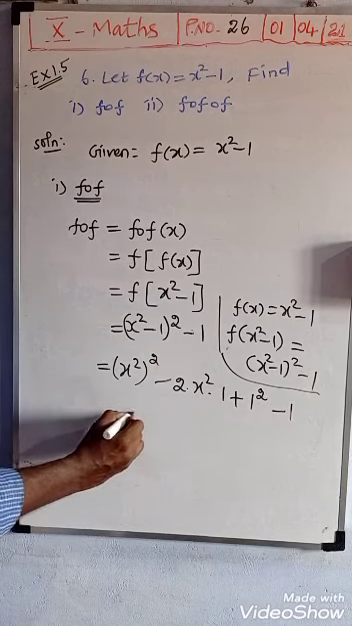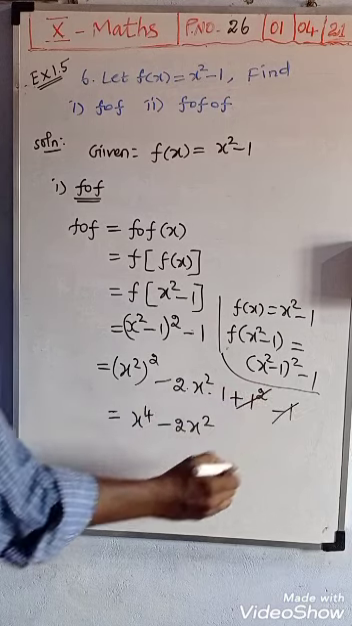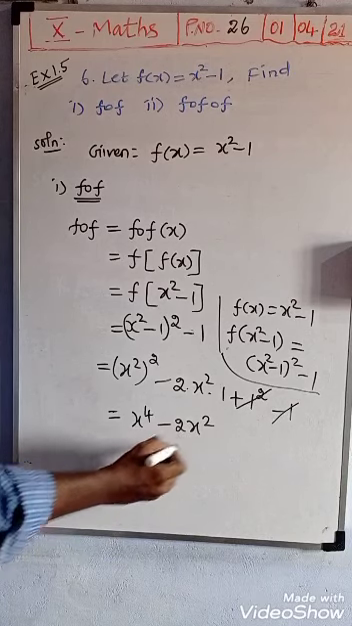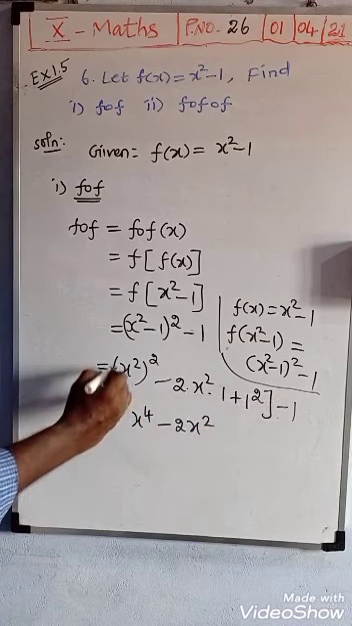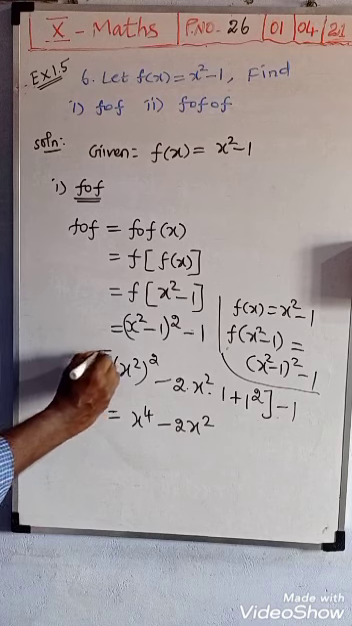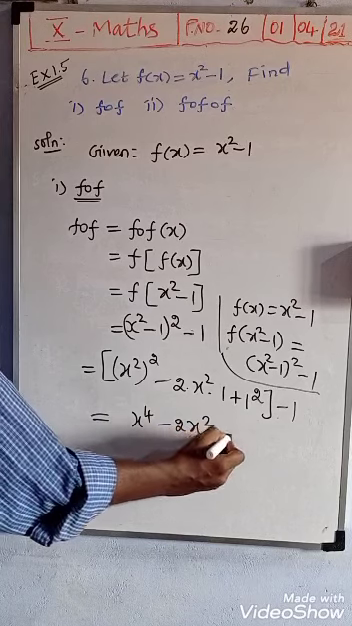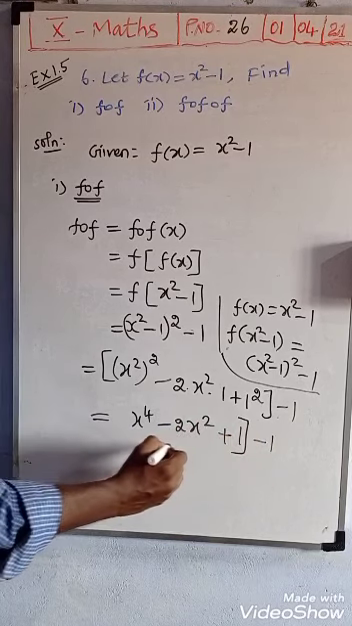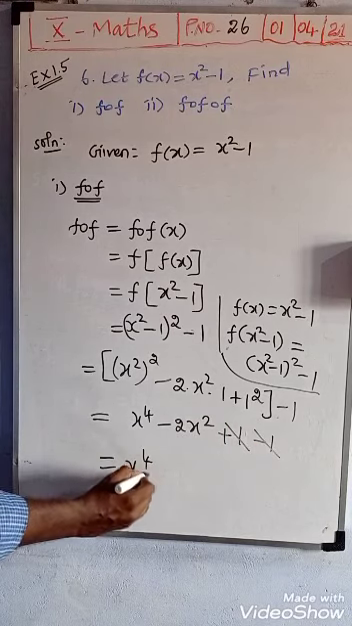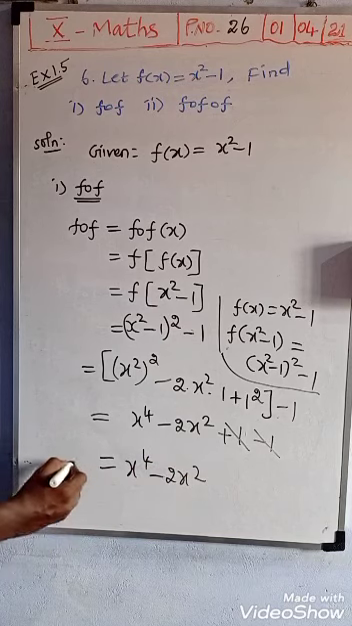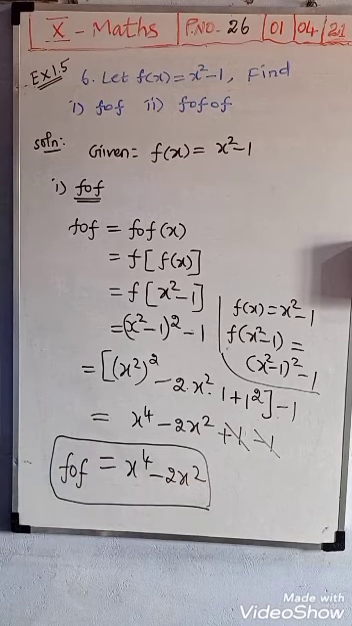Now simplify: x power 4 minus 2x squared plus 1 squared minus 1. This is the expansion of (a minus b) whole square. So x power 4 minus 2x square plus 1 minus 1. Now plus 1 minus 1 will get cancelled. The answer is x power 4 minus 2x square. This is the value of f composition f.